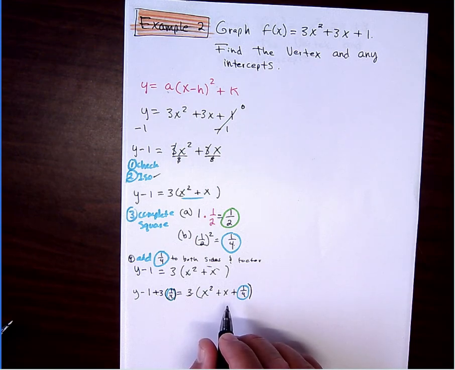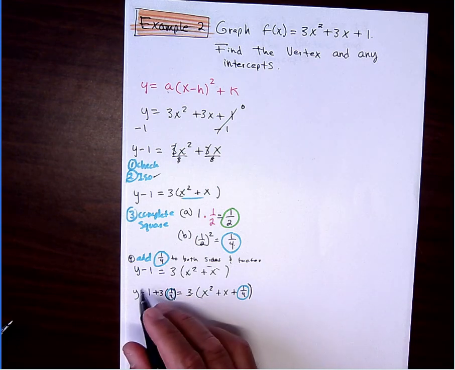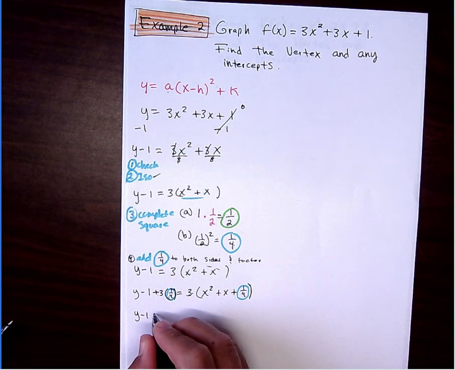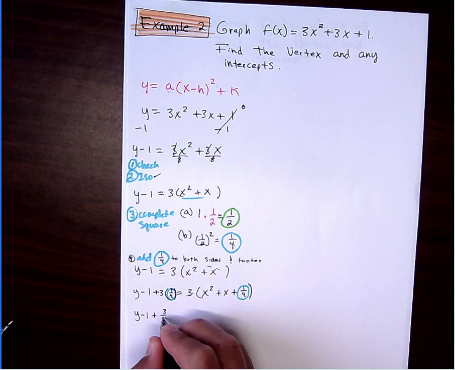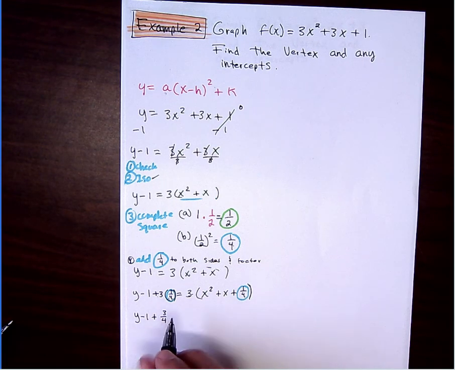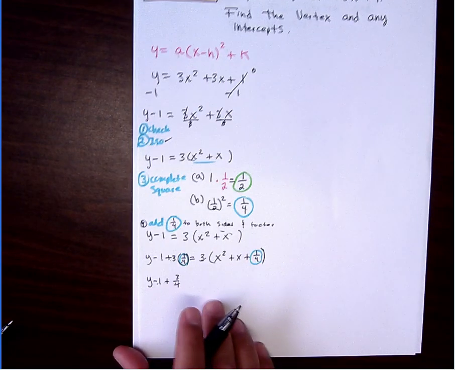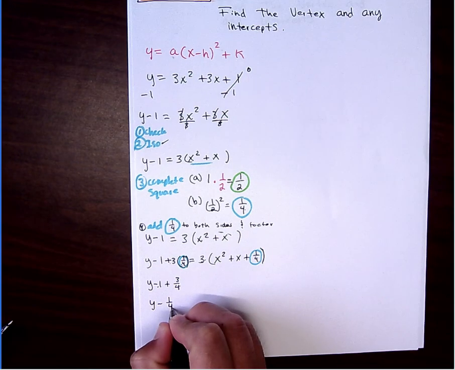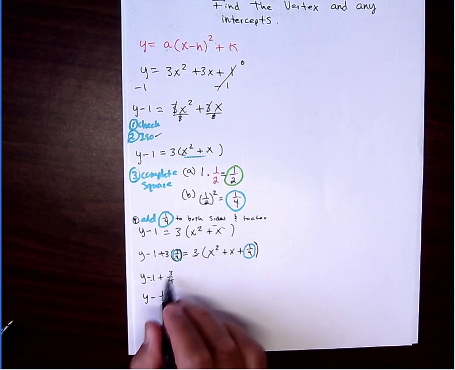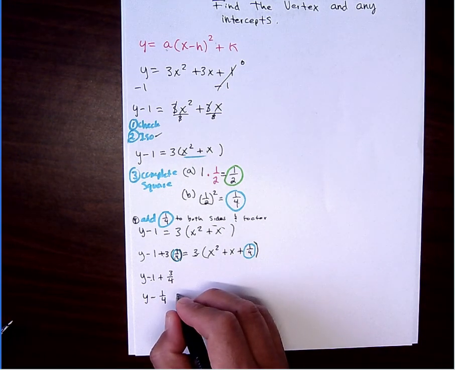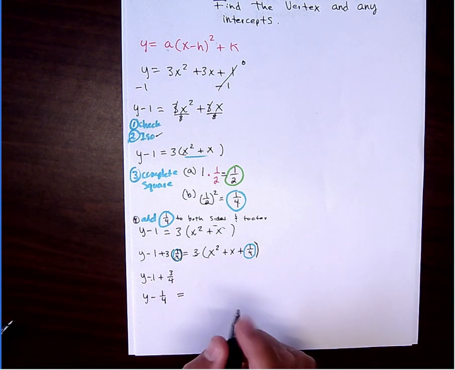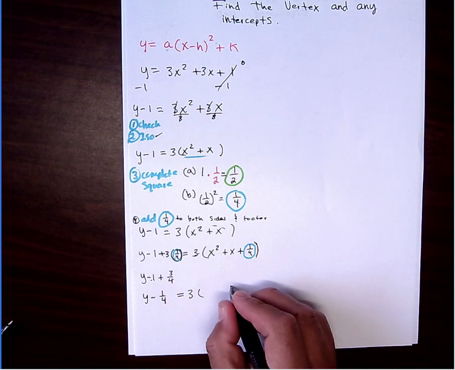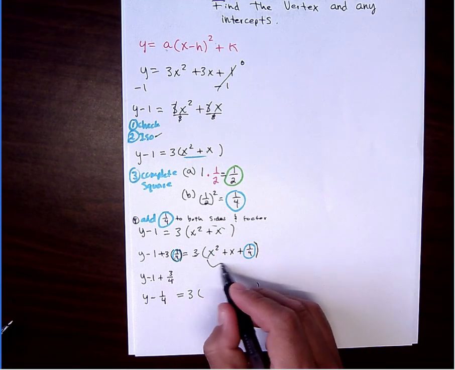So here you would have -1 plus 3/4. If you add these two, -1 plus 3/4 would be -1/4. I'm not gonna do the math. You guys do it on the calculator if you want. And then over here, this is where we're gonna have to factor this part here.